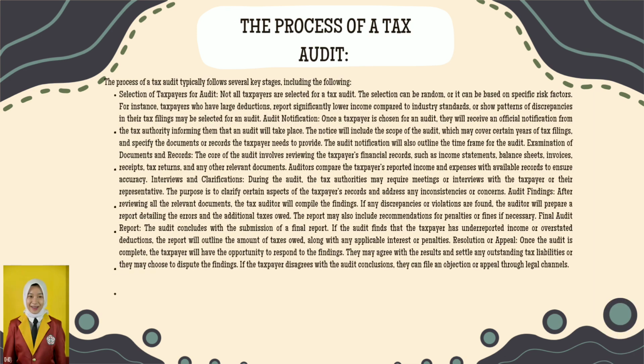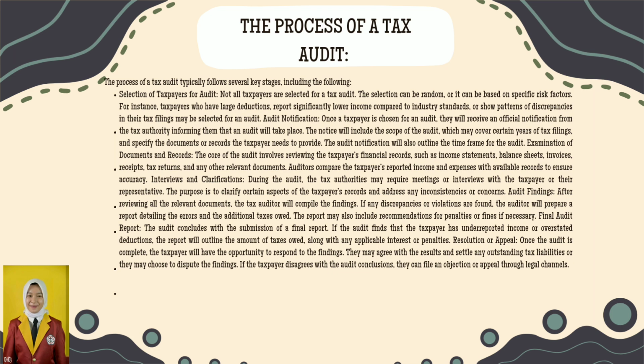The process of a tax audit. The process of a tax audit typically follows several key stages, including the following. Selection of taxpayers for audit. Not all taxpayers are selected for a tax audit. The selection can be random, or it can be based on specific risk factors. For instance, taxpayers who have large deductions, report significantly lower income compared to industry standards, or show patterns of discrepancies in their tax filings may be selected for an audit.